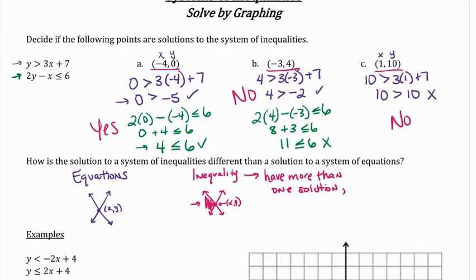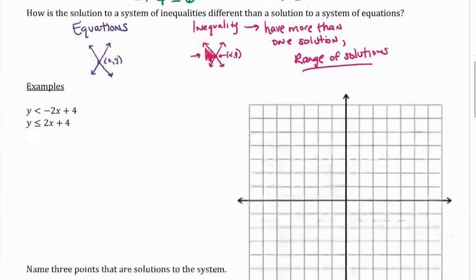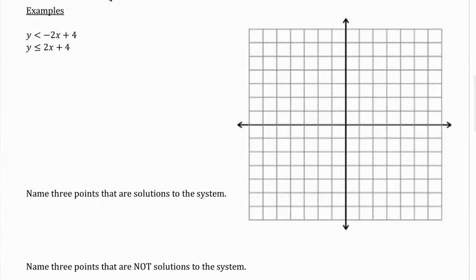It's going to be a range of solutions. We'll have lots of different ordered pairs that will actually work because of the shading. So we look at an example here. To solve our system of inequalities, we will only do this graphically. Same idea: graph each inequality, and then we're going to look for an overlap, or where they cross.